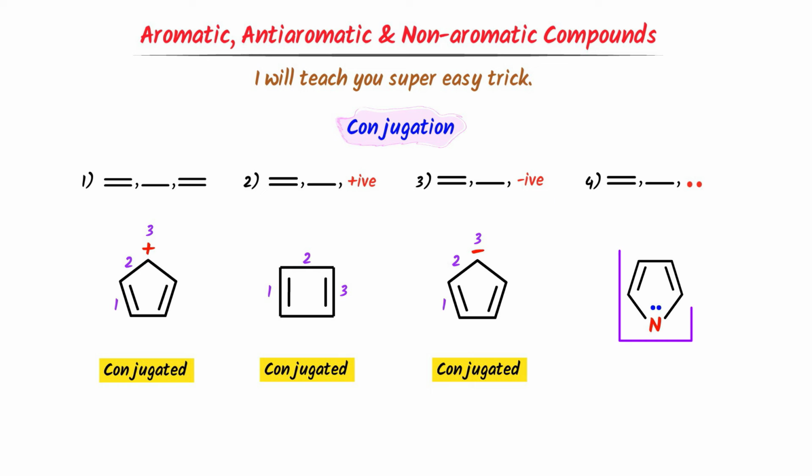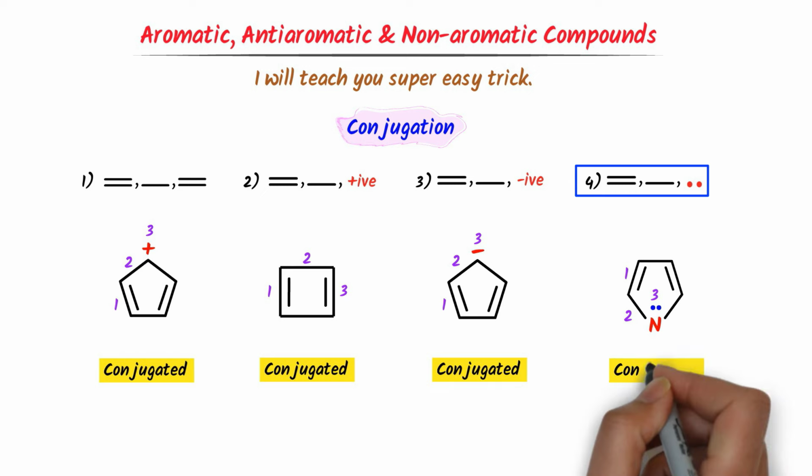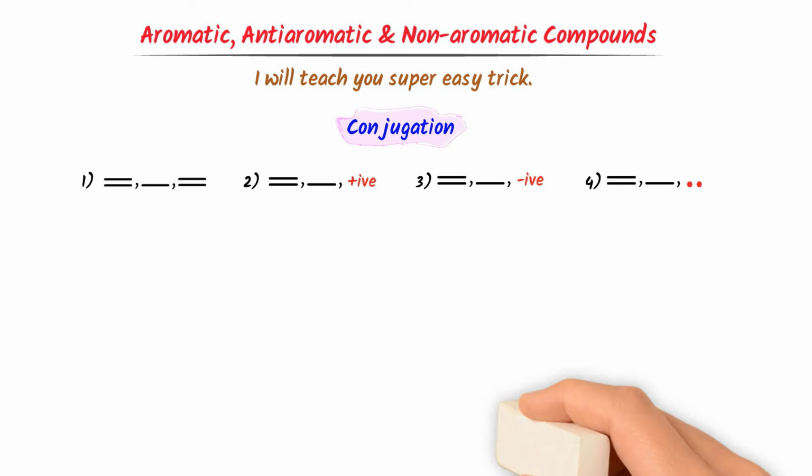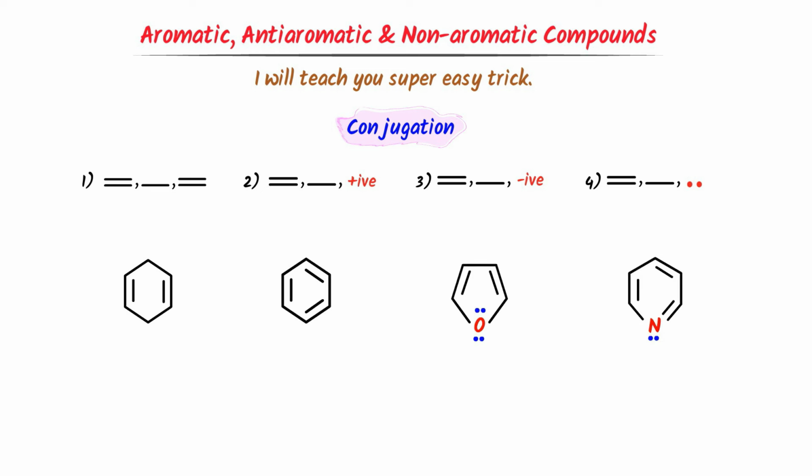Fourthly, in this organic compound, we can see that there is double bond, single bond and a lone pair of electrons. I write 1, 2, 3. This organic compound follows the fourth rule, so it is a conjugated organic compound. So note down this important example. Now consider these organic compounds.